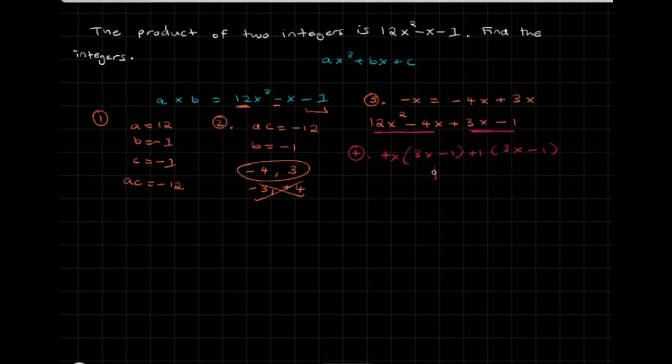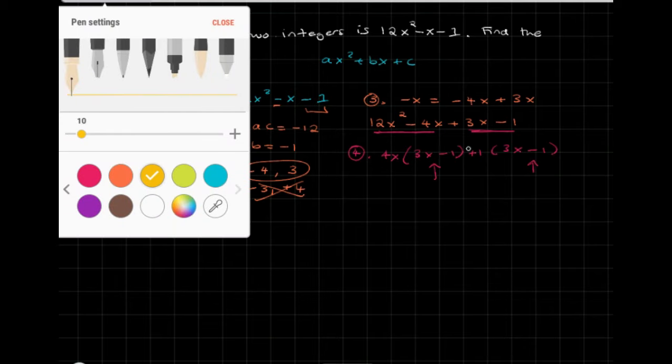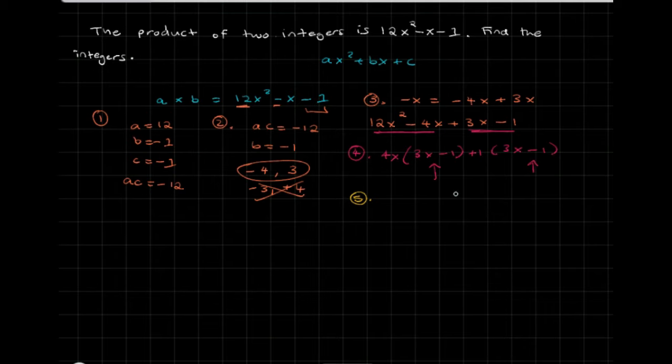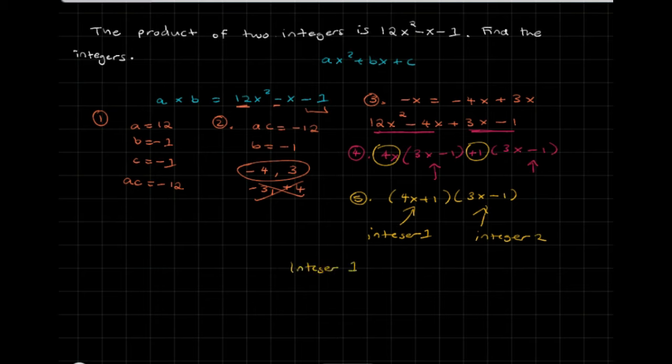And now what you can see here is that the two inner factors are the same. So the next step, we can factor it by grouping. So we can group the common inner factors, 3x minus 1. We can also group these outer terms and write this as 4x plus 1. So now we actually have the two factors. And you can imagine that this is one of the integers, so we can call this integer 1. And this is another integer, we can call this integer 2. So that's basically how you can solve for the two integers.